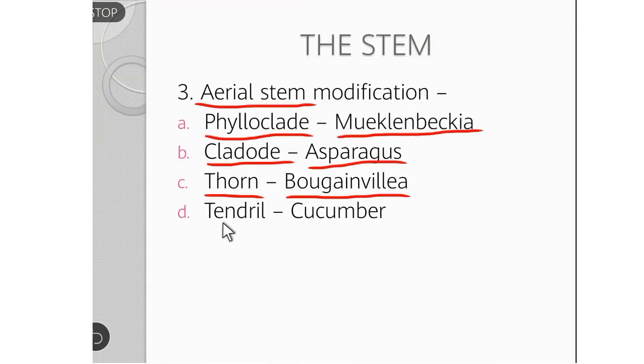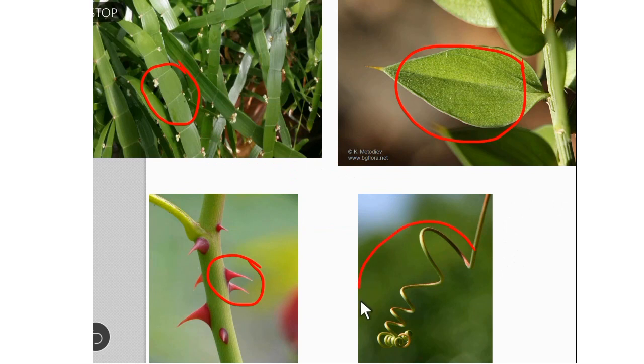And the next aerial stem modification is a tendril, which is mainly seen in the example cucumber. The tendril is a stem modification for support. So this portion here is a tendril, which is a stem modification which helps in climbing to other surfaces, and it is actually a stem modification for support for plants like creepers which need surfaces to grow. So this tendril is actually a stem modification for support.